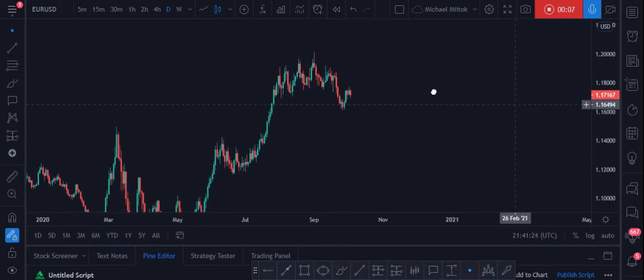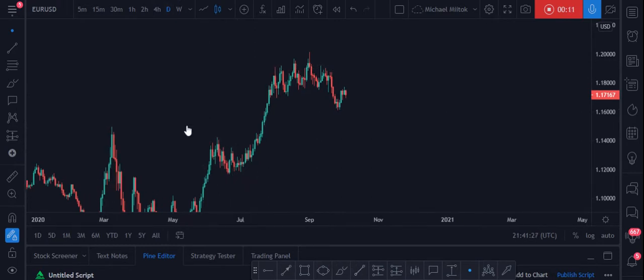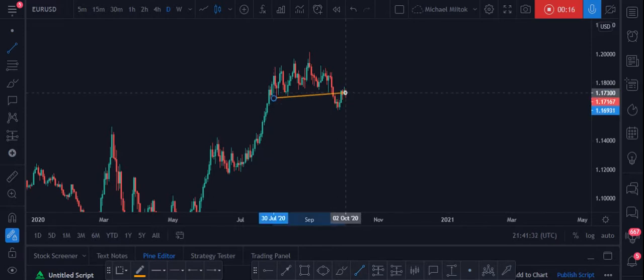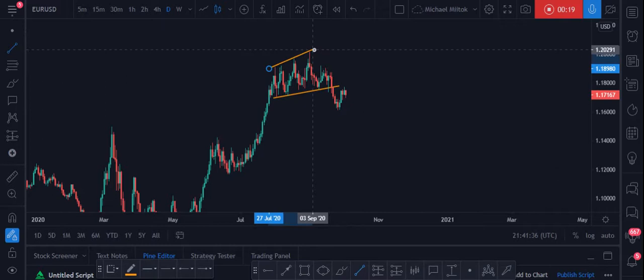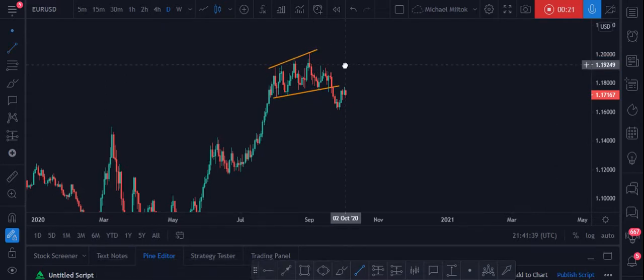So I want to show you how to really analyze the market using patterns. And this is now my thinking. I'm starting from the daily to identify my pattern. Now we are on Euro Dollar. So actually on Euro Dollar, I can see this ascending channel.